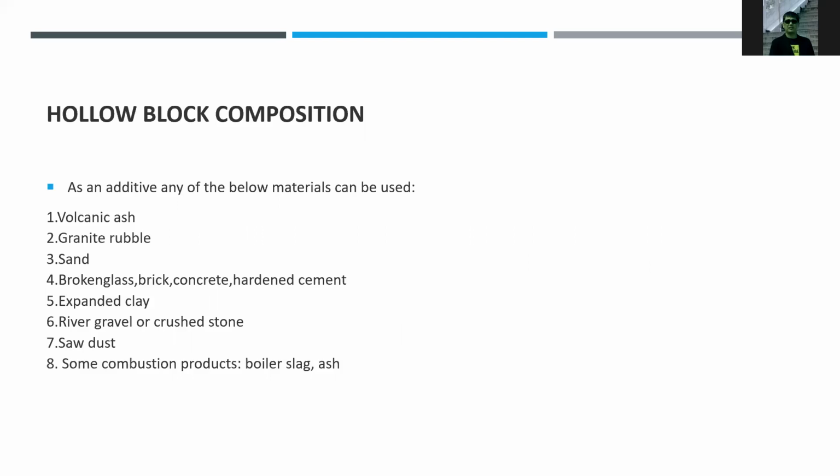Granite rubble, sand, which is the commonly used material for creating hollow blocks, broken glass, brick, concrete, and hardened cement. So these are reused materials. We have the expanded clay, river gravel or crushed stone, sawdust, also a reused material, and some combustion products, which are boiler slag and ash.